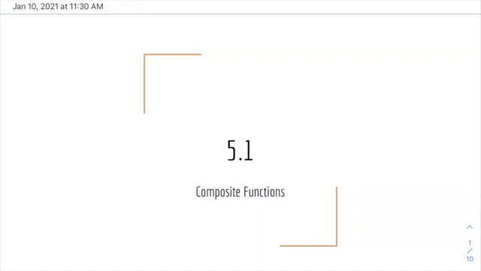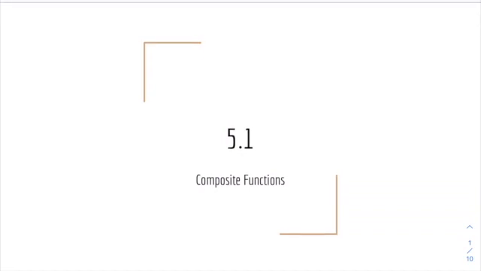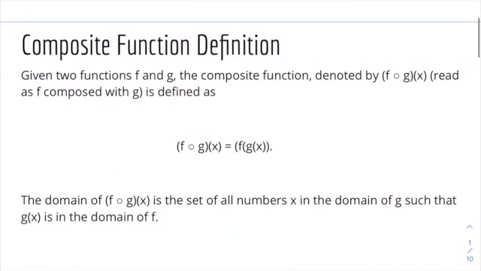I use a dot for my multiplication symbol. We assume that that multiplication symbol is the open circle, which represents function composition. And you've shown me that you have an idea of what function composition is. So composite function is given two functions, f and g. The composite function denoted by f of g of x, well, that's the way I read it, but it technically is read as f composed with g.